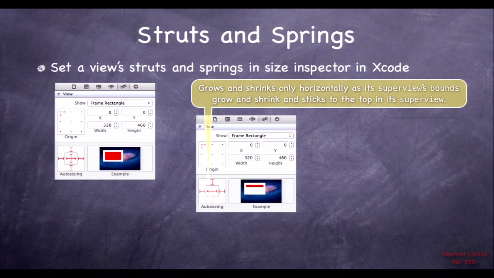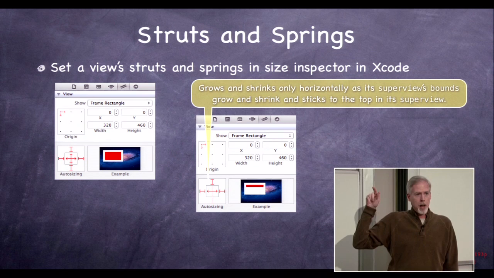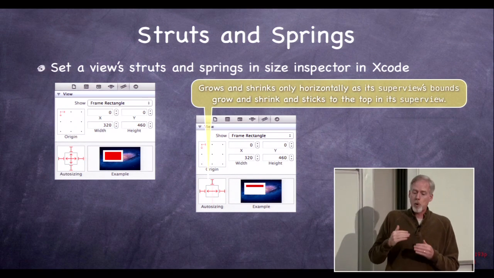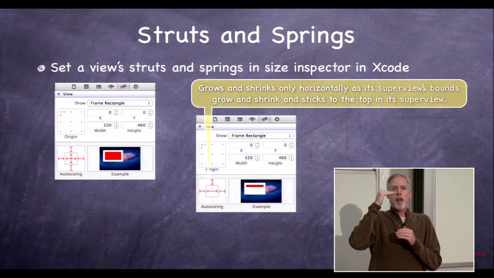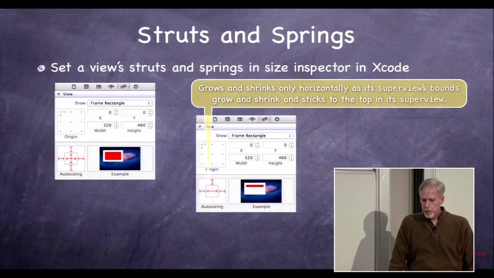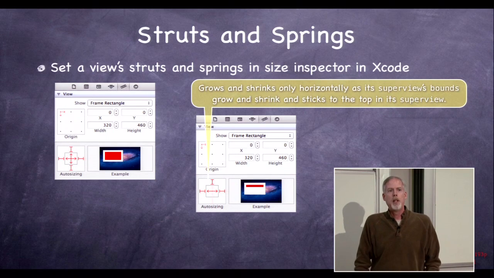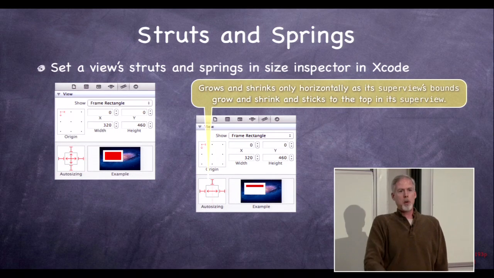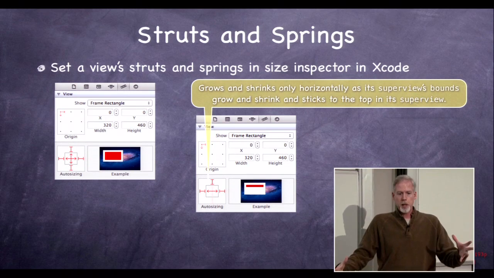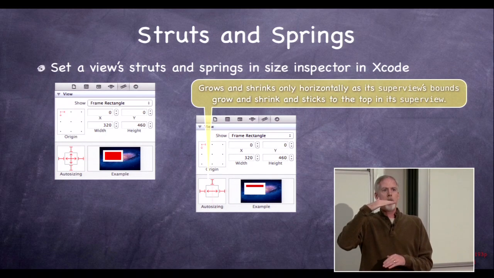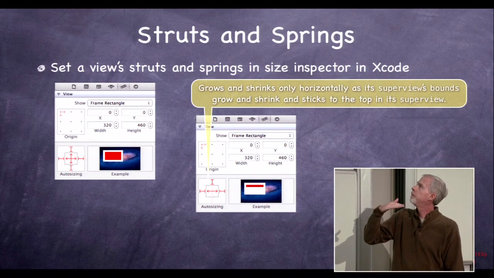So here's another example. In this one, only the horizontal spring is on, but I have the top strut and the left and right struts. So my view in this case is going to stick to the top, and it's going to get wider and stick to both edges. But at the bottom, it's going to be free floating. So if my view got really tall because I was in landscape mode and I rotated to portrait, for example, or something else happened to make my super view really tall, I would stay at the top and a lot of space would be at the bottom. You see?